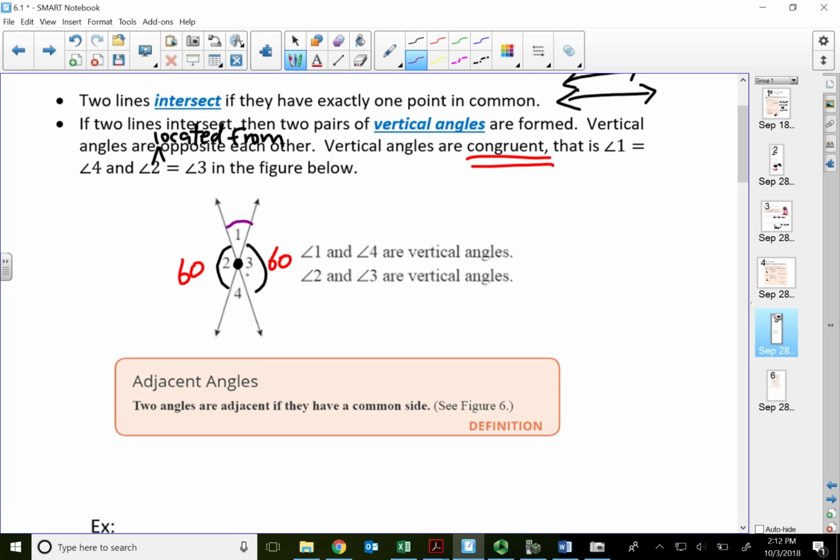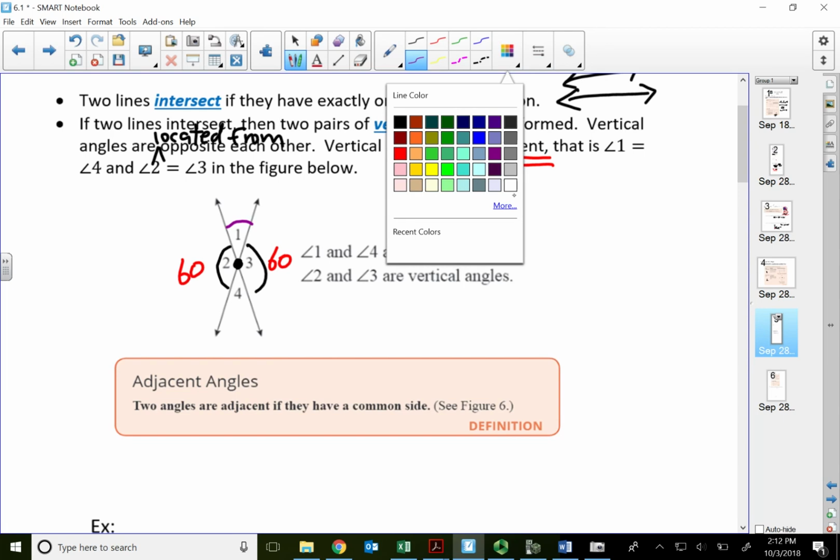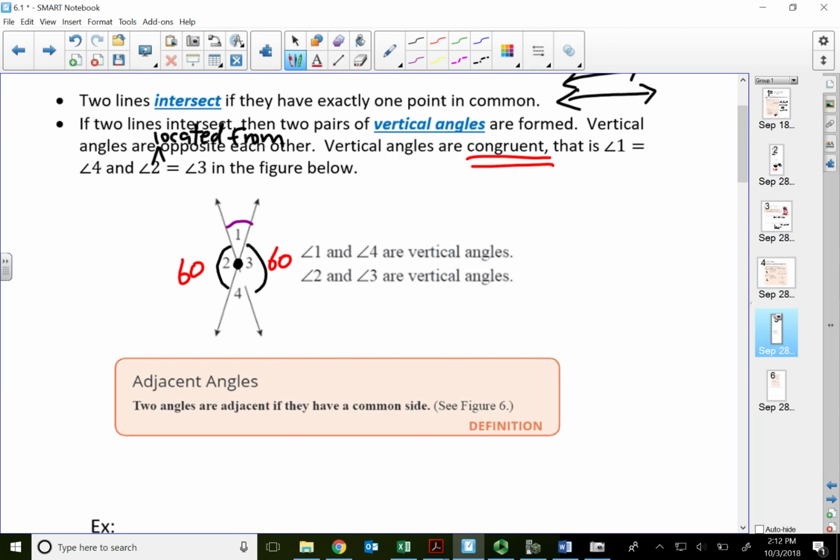If I pretend angle 2 is 60, and angle 2 faces angle 3, so angle 3 will be 60 because vertical angles are always congruent. But what will angle 1 be? Because if I know angle 1, I also know angle 4 as well. So what will angle 1 be? Well, the way we think about this is let's pretend angle 3 does not even exist. What you see here is angle 1 and 2 sitting on the same straight line.